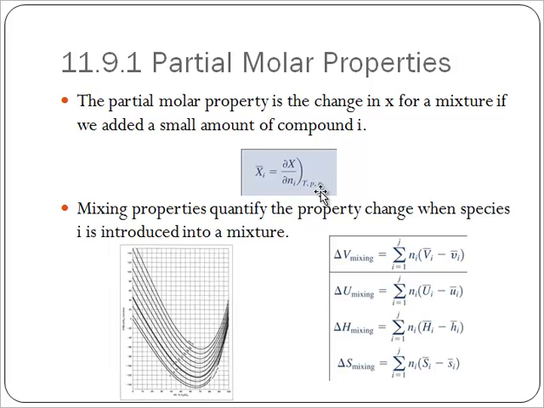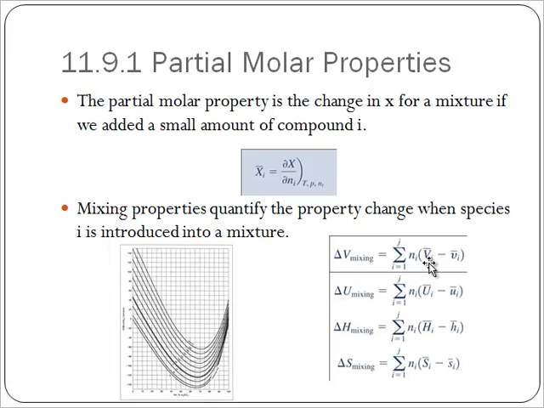So if I hold the temperature and pressure constant and hold the amount of all the other molecules constant, if I just change one molecule, what does it do to some variable? And that's called a partial molar property. Now, a partial molar property is going to be different than what it would be for the pure species.